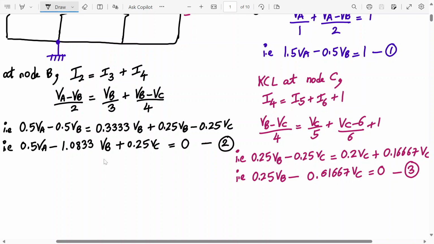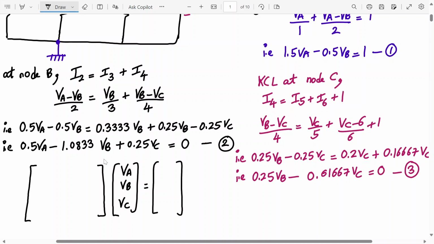So after this step, what we do is we make a matrix. We write in matrix form VA, VB, VC. Here we write the coefficients of VA, VB, VC and the constant. So the first term is 1.5, second is minus 0.5, third coefficient of VC is 0, and this is 1. This is equation number 1. Then equation number 2, we have 0.5, minus 1.0833 and 0.25, and the constant term is 0. Here we have VA as 0, VB as 0.25 and VC as minus 0.61667, and this is 0.